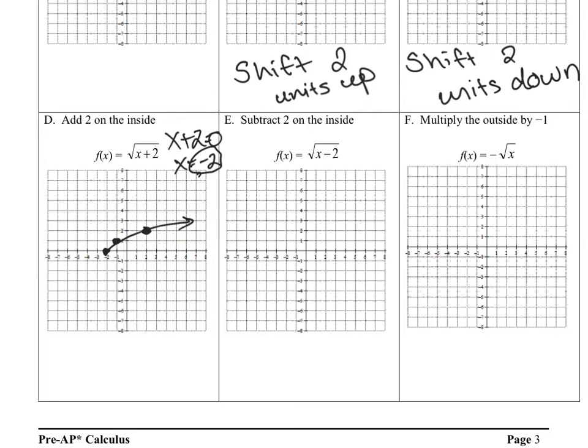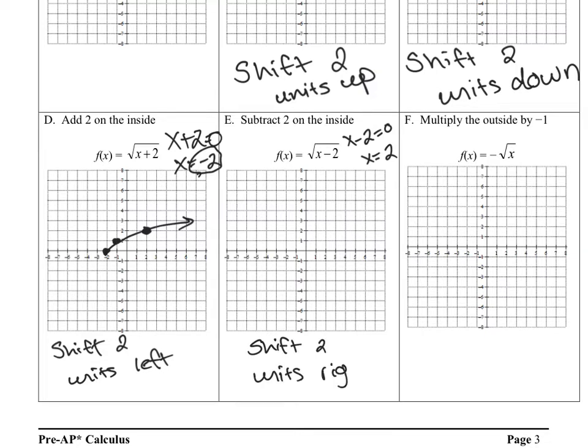All right, part E. Okay, so now we're subtracting 2 on the inside. So same thing we did in part D. I'm going to set x minus 2 equal to 0. Add 2 to both sides, so x is equal to 2. So, if we shifted 2 units left in part D, in part E, we're going to shift 2 units right, okay? So, when x is 2, 2 minus 2 is 0, square root of 0 is 0.